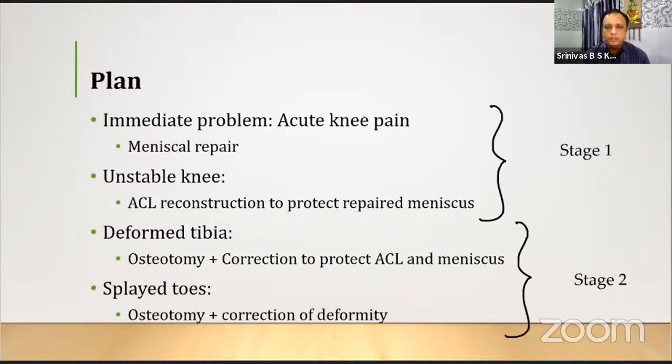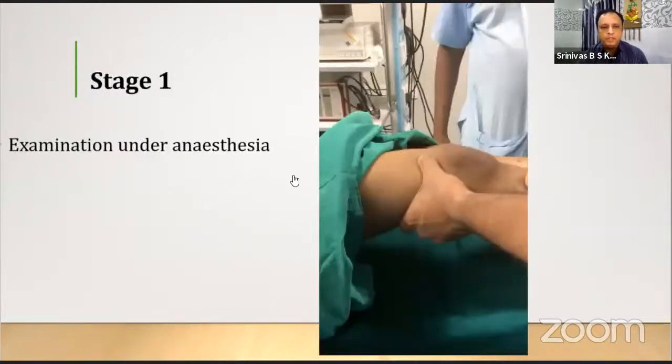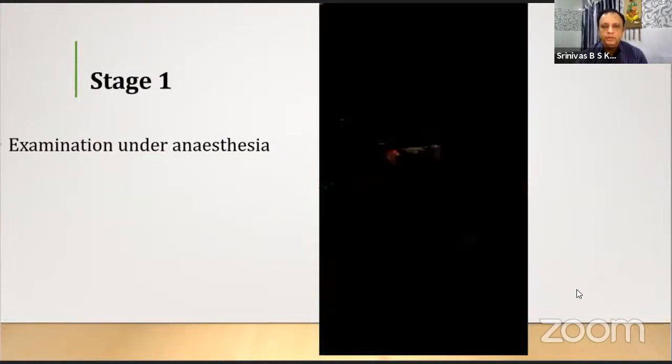For the tibia, Ilizarov fixation was planned, and a closing wedge osteotomy and correction of the fourth and fifth toe deformities were planned. Examination of the knee under anesthesia showed 2+ Lachman, anterior drawer and pivot shift test.